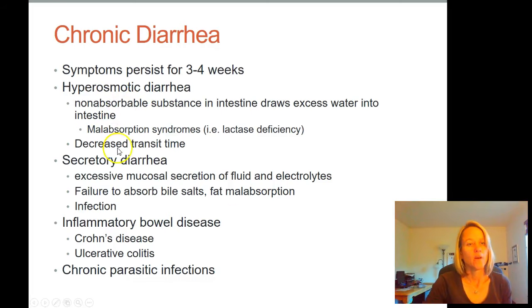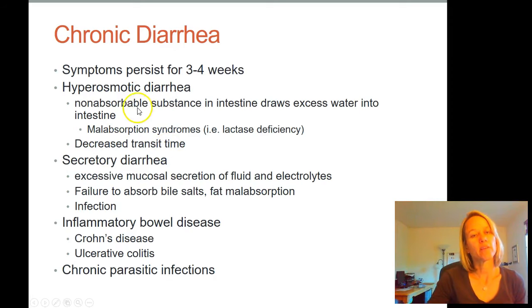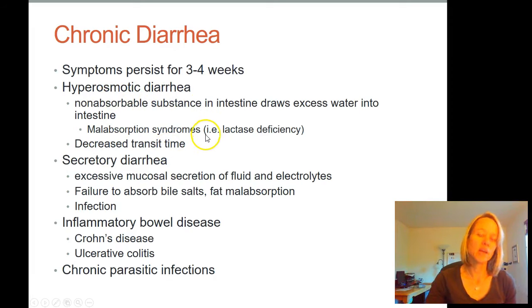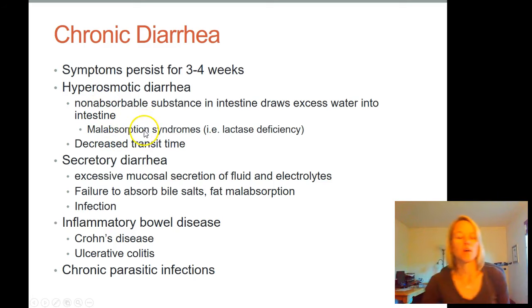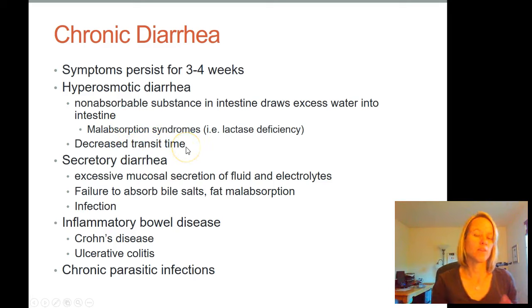Another type of hyperosmotic diarrhea is if you have decreased transit time. So peristalsis is increased, and then we just don't have enough time to absorb everything, so it acts to keep water with it. That's essentially what's happening here. With these malabsorption syndromes or decreased transit time, the osmolarity of the stuff in the gut is high because we're not absorbing it. So if we don't absorb it all, then we can't absorb water along with it.